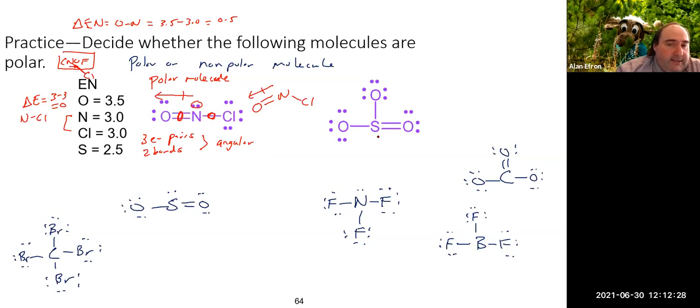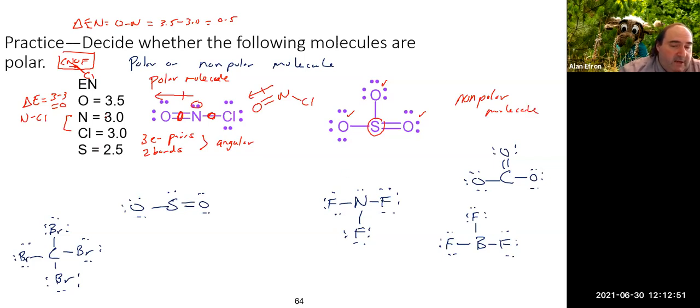Now, let's say we look at the guy to the right. Honestly, I could look at it and go, I do not see dots. I see everything on the outside is the same. I know that this is going to be a non-polar molecule because it is symmetrical. Can I verify that? Well, I can.